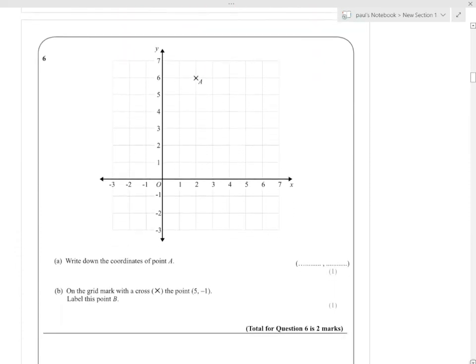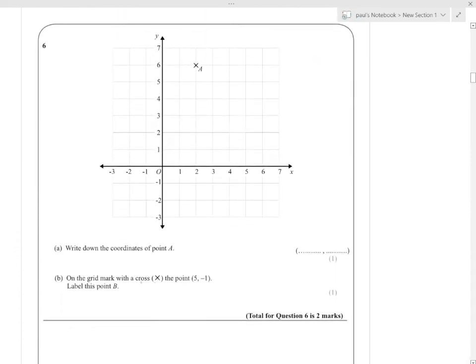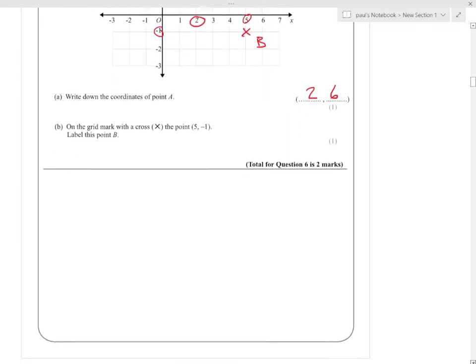Right, what we got now? Write down the coordinates of point A. So the coordinates of point A, you do the X first, so it's that one, and then you do the Y. So they're both positive, so it will be 2 followed by the 6. On the grid, mark with a cross the point 5, minus 1. So go along to 5 there, and then go down to minus 1, so it's there, and label the point B. Got it. Right, next.